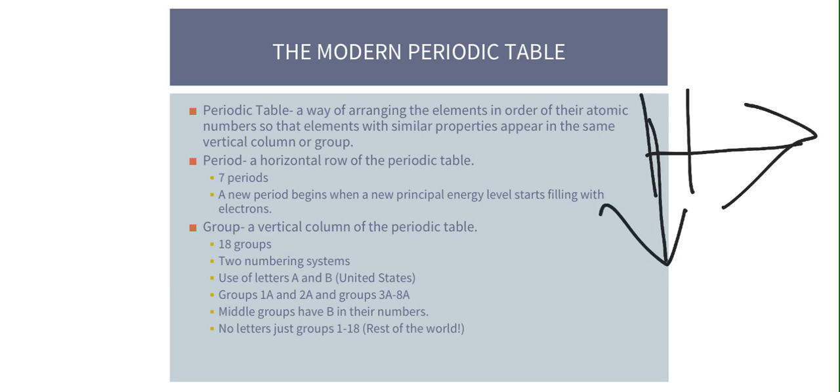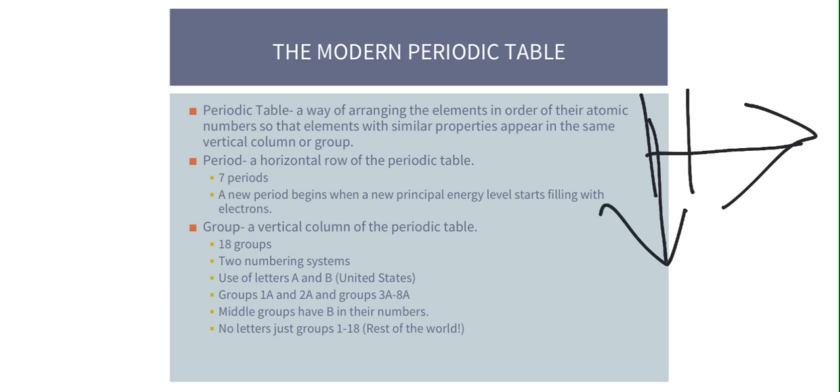But let's focus on periods first. So again, the period is a horizontal row. There are 7 total periods in the periodic table, each beginning at the far left. A new period begins when a new principal energy level starts filling with electrons. So remember, we talked about n equals 1, n equals 2, n equals 3, and each one of those fills different sub-levels, so s, p, d, and f, before we get to the next one. Again, we'll talk about this in class, so don't worry if you don't remember from a couple weeks ago.